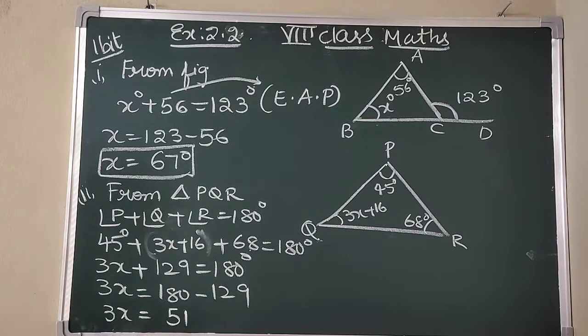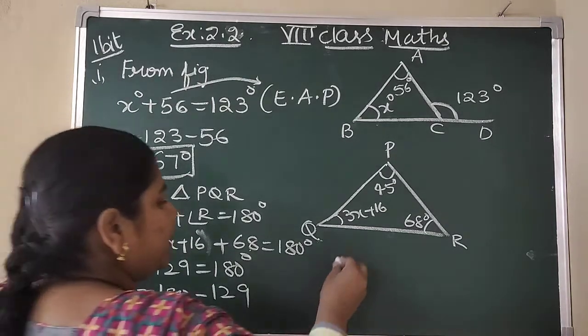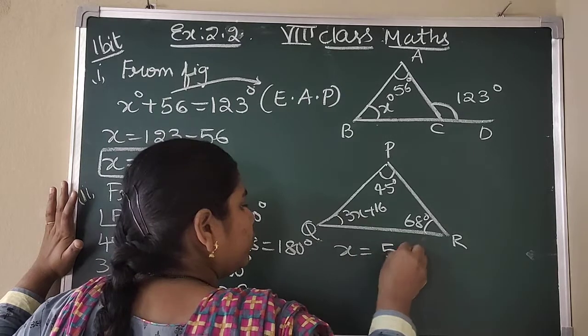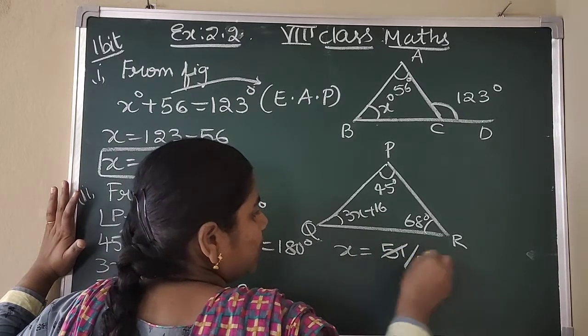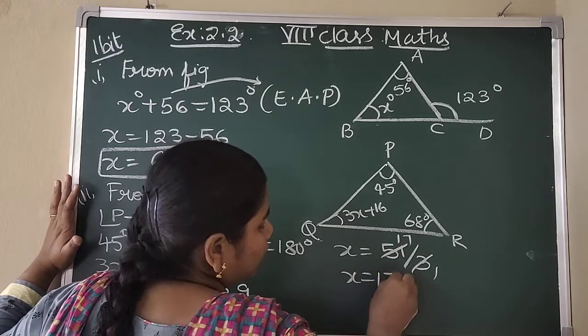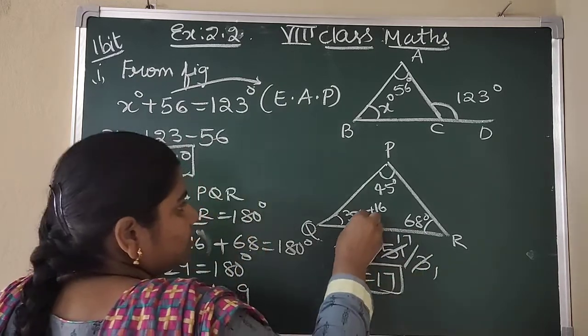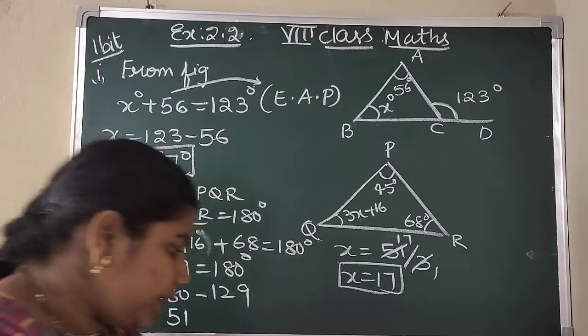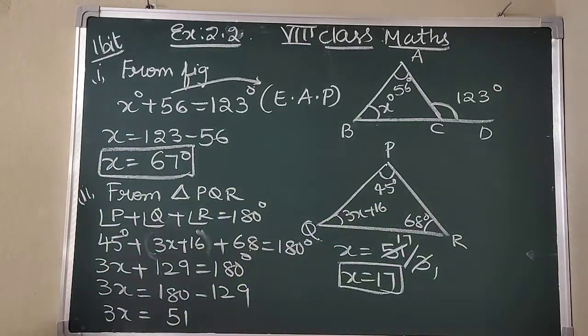Transpose this 3 to the other side, that will become division. So x is equal to 51 by 3. 3 ones are 3, 3 17s are 51. So the x value is how much now? 17. So this x value we got as 17 degrees. So this is our second one.